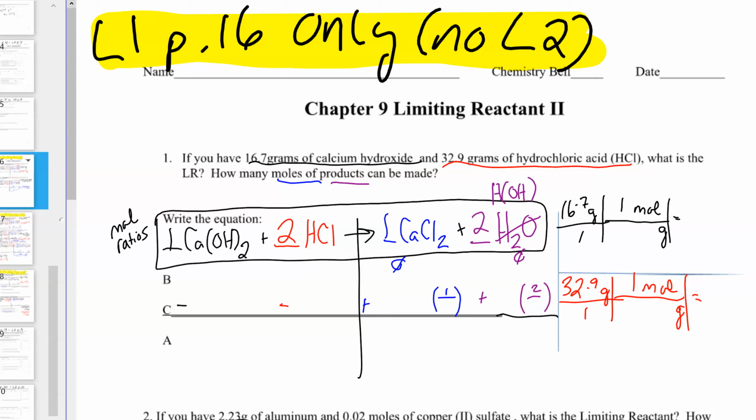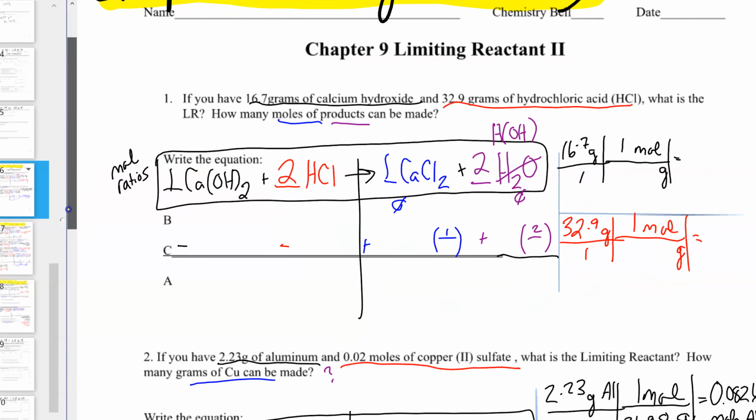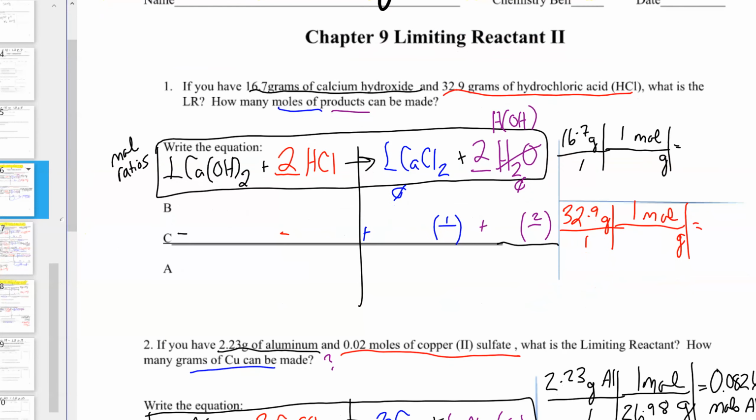We're looking at some BCA tables with limiting reactants. So let's get started on number 1. Question number 1 says, if you have 16.7 grams of calcium hydroxide and 32.9 grams of hydrochloric acid, what is the limiting reactant? And how many moles of the products can be made?